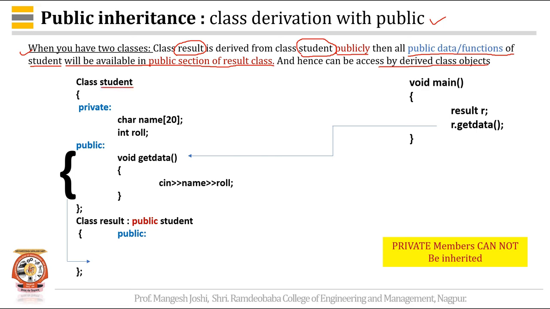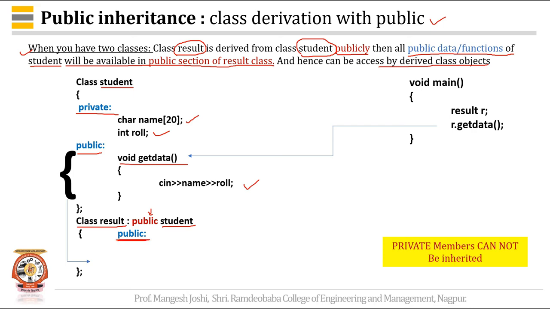So I have given student as the class name to the base class. Then I have declared two variables, name and roll number, in the private section of the base class. Then in the public section, I have added one function, that is void getData, to get the values for name and roll number. Now I have declared a result class, which is a derived class, with the public keyword from student. Now I have not written anything inside this class result, only this public keyword.